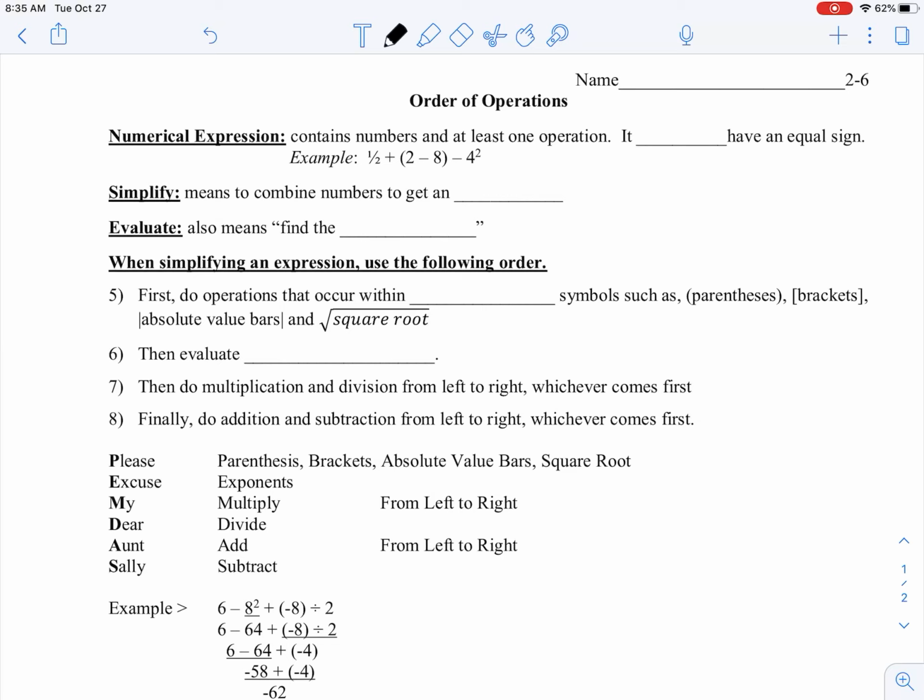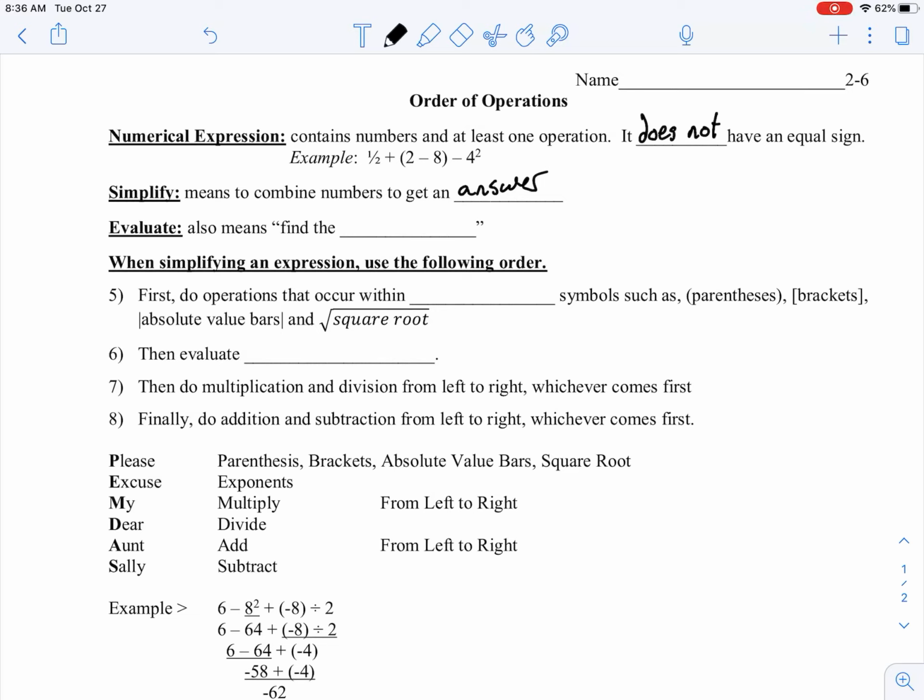So a numerical expression contains numbers and at least one operation. The thing about expressions is it does not have an equal sign. That's the difference between an equation and an expression. An equation has an equal sign, hence the equation part of it, and then expressions do not have an equal sign. All right, so to simplify an expression means to combine numbers or variables if you can. We'll talk about that later on in the year, to get an answer, a numerical value out of it.